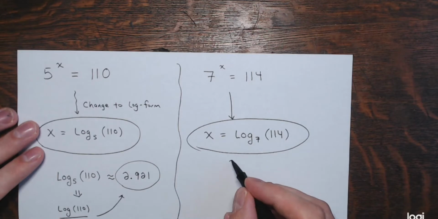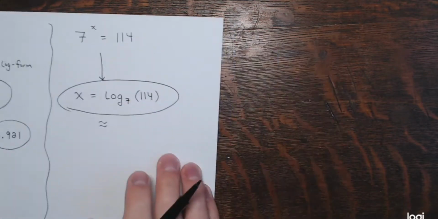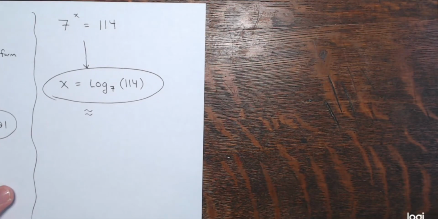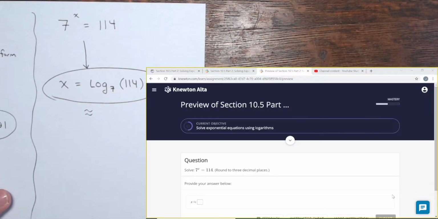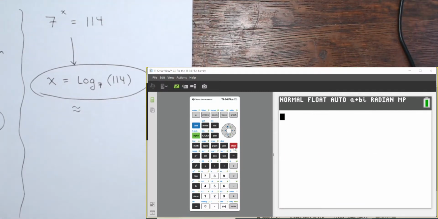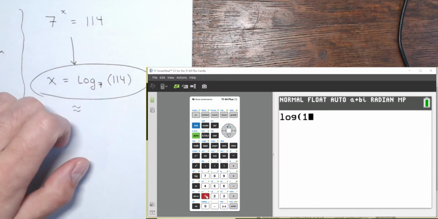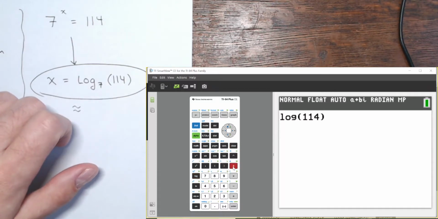Now this is approximately, and I'll go to the calculator. Right? And this time I'll just use the change of base straight away. So if I want the log base 7 of 114, I can just take the log base 10 of 114 and then divide by the log base 10 of 7, the original base.